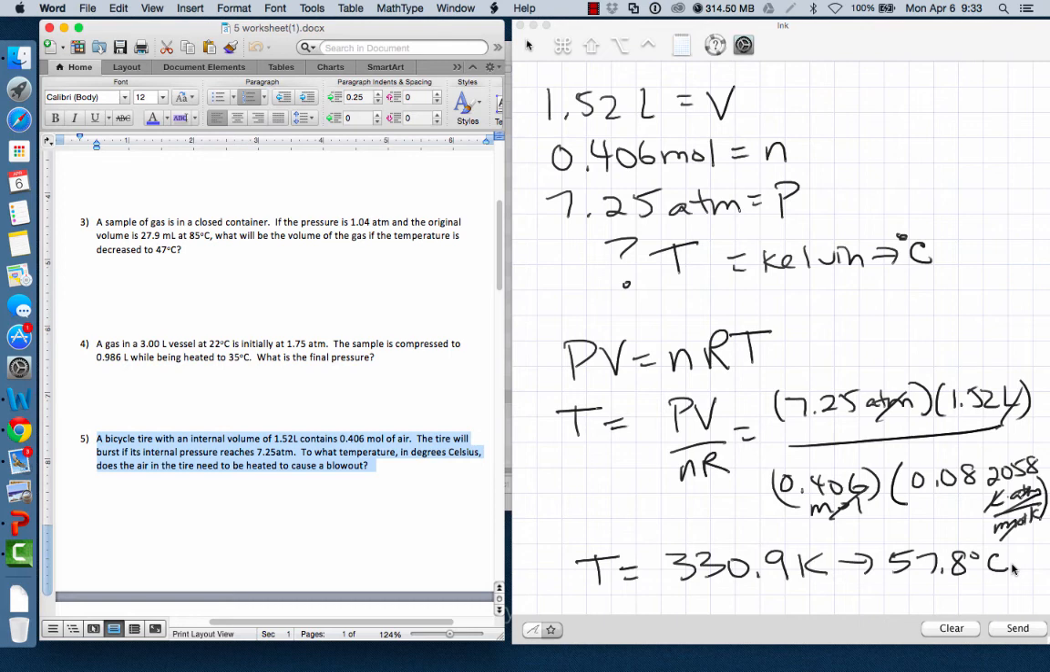Okay, so this is a standard PV equals nRT problem. It's really just plugging in the numbers wherever you have the variables and making sure that all your units cancel. So there's not a whole lot more to it.